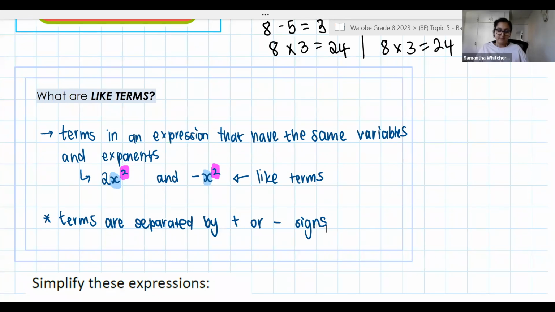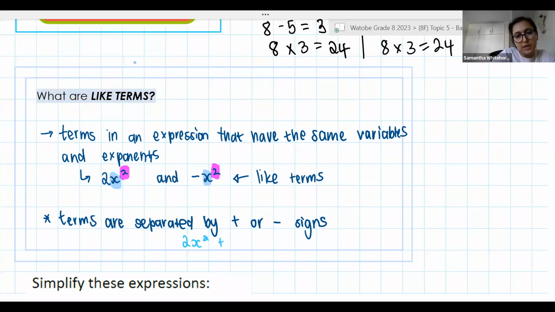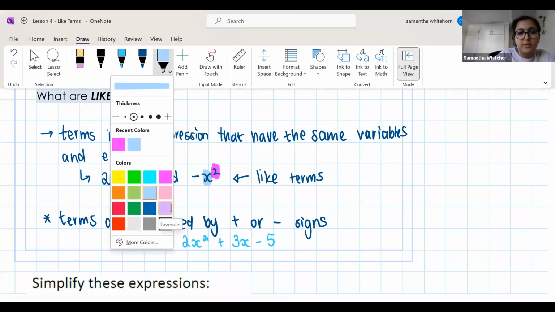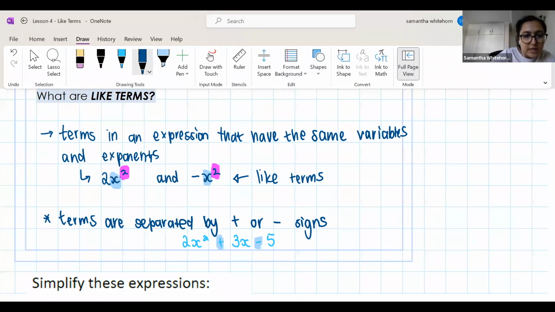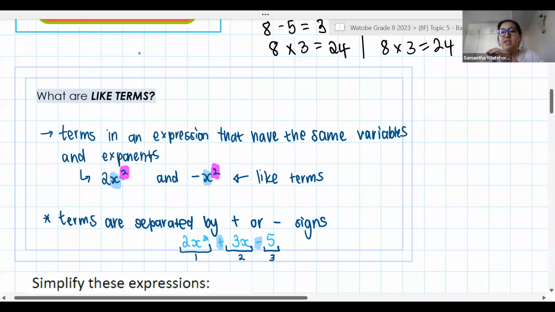Miss, I still don't understand where the terms are separated by plus or minus signs. I still don't get that part. Okay, so basically, and we're going to have a look at some examples now, but basically if I give you an expression like 2x squared plus 3x minus 5, for example, these plus and minus signs are the things separating my terms. So that separates my term and that separates my term. So what that actually means is that I've got one term of 2x squared, a second term of 3x, and a third term then of negative 5. So the plus and minus signs are separating my terms into one thing that we deal with at a time.